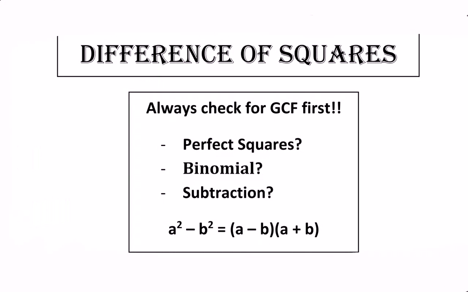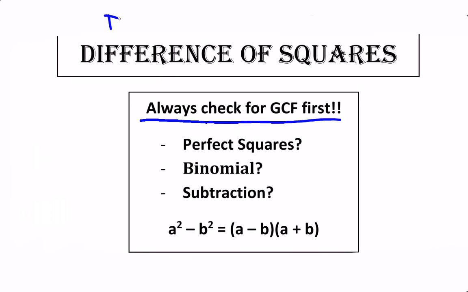Okay, now we're going to talk about how to factor binomials. Binomials are two terms. So the first thing is a difference of squares, which should look familiar. We need to remember to always check for a GCF first, and we have to check for these other three things. Are they all perfect squares? Do I have a binomial? And do I have subtraction, thus the difference?